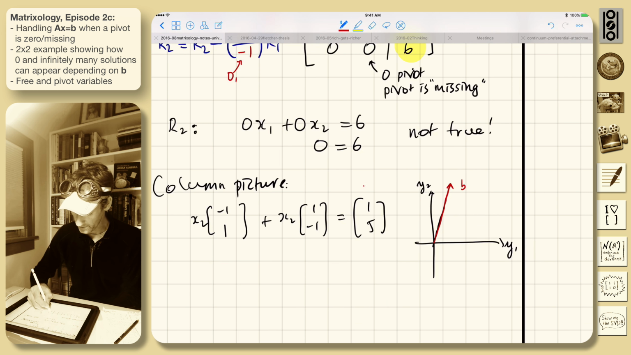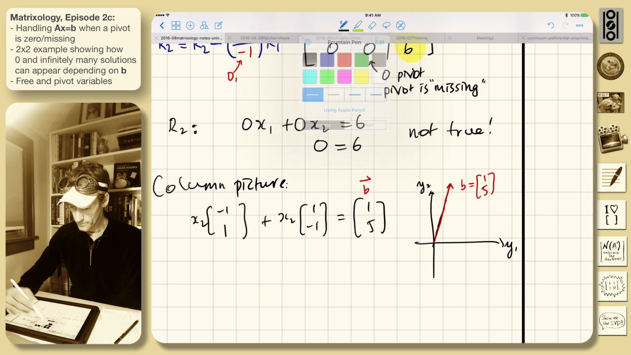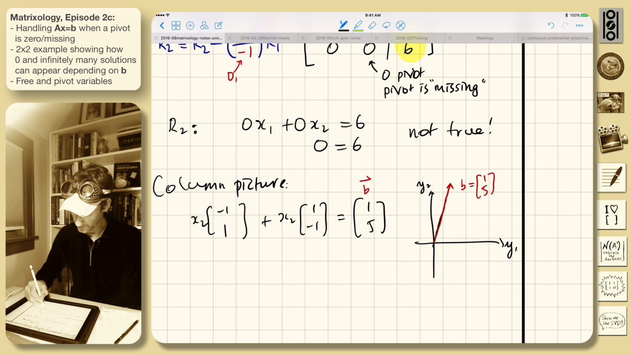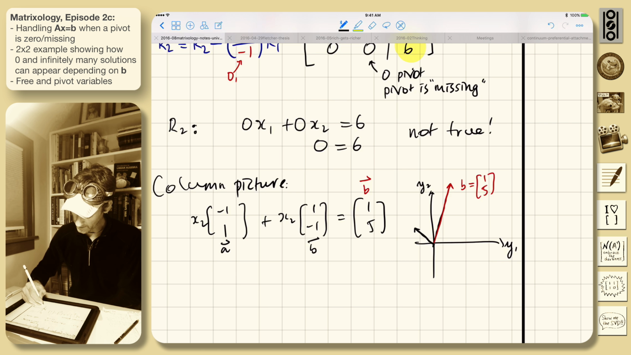Let's call this b. This is our b vector. This is 1, 5. And we're trying to add some multiple of -1, 1, and some multiple of 1, -1 to get that. But -1, 1 is pointing out in this direction. This is vector A, this is vector B, and so that's a 1, that's a -1, and this is -1, and this is 1. This is A2, this is A1.